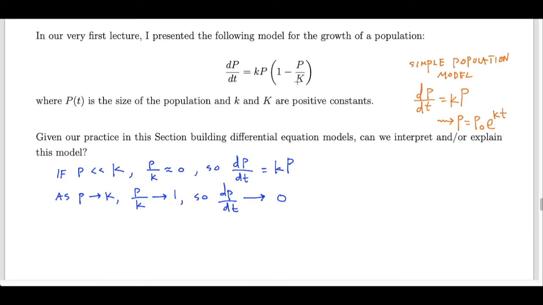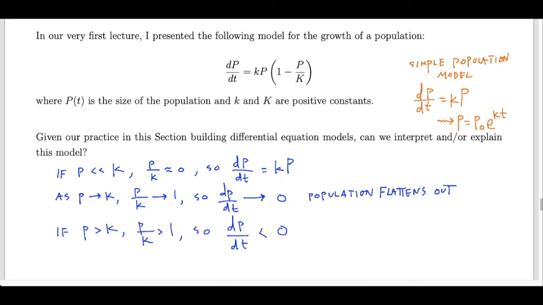In my differential equation, as this fraction approaches 1, this overall second factor approaches 0. So then if I multiply kp times 0, more or less this right-hand side is essentially going to 0. So as p approaches k, the growth rate of the population approaches 0. The population is flattening out.